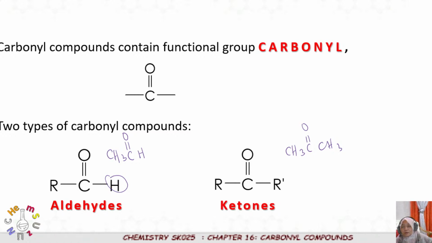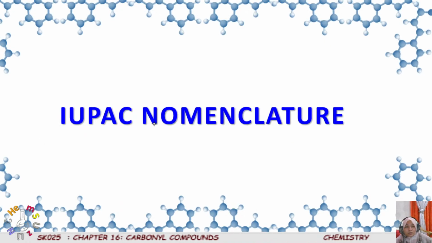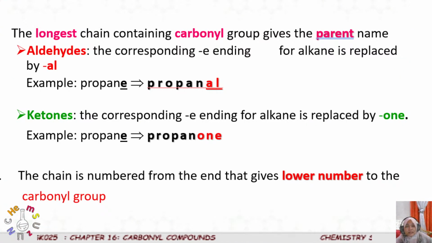Next, we are going to look at the IUPAC nomenclature, how we name carbonyl compounds according to IUPAC. It is the same as in the other chapters before this. What we need to do is look at the longest carbon chain that contains the carbonyl group, which gives the parent name.